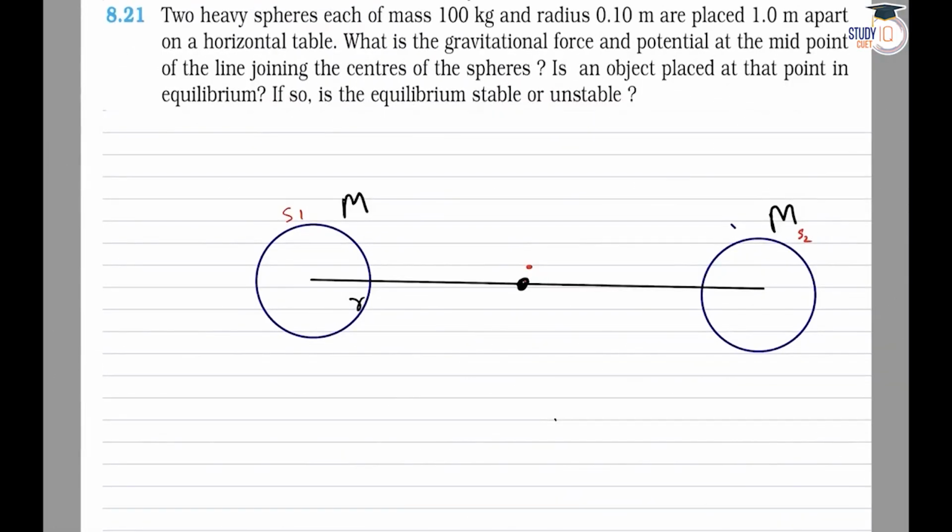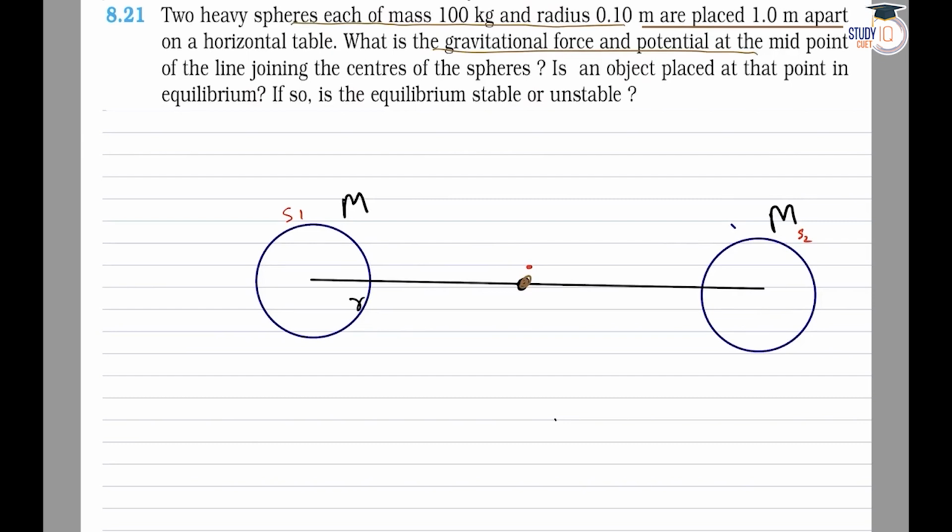NCERT Physics Class 11th, 8th chapter, Gravitation, question number 8.21. In this we are given two heavy spheres each of mass 100 kg and radius 0.10 meter, placed at a separation of 1 meter on a horizontal table. What is the gravitational force and potential at the midpoint? Suppose this is the midpoint, and at this midpoint we are supposed to find the gravitational force and potential.